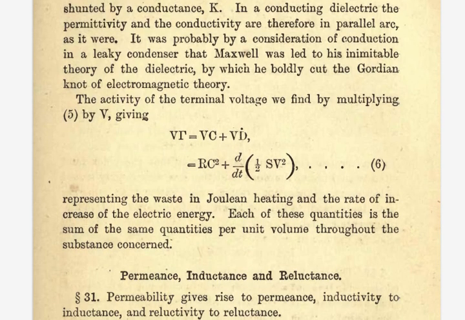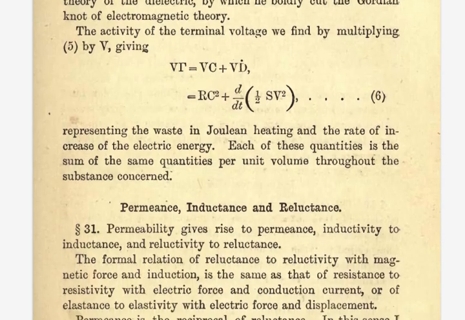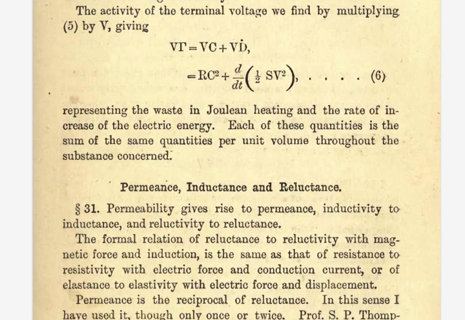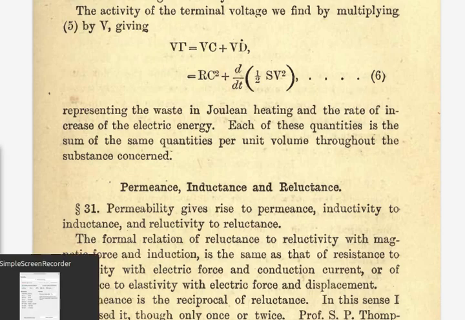The activity of the terminal voltage we find by multiplying equation 5 by V, giving V tau equals V times C plus V times D dot. This equals R times C squared plus d over dt brackets half SV squared, representing the waste in Joulean heating and the rate of increase of the electric energy. Each of these quantities is the sum of the same quantities per unit volume throughout the substance concerned.